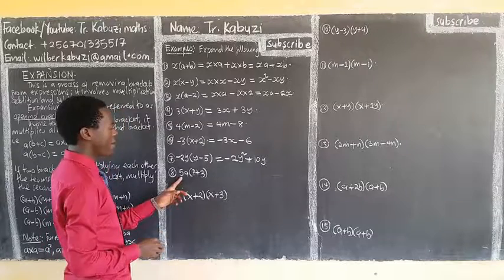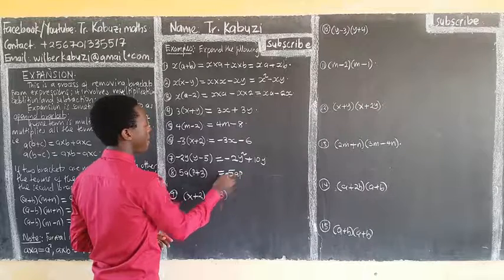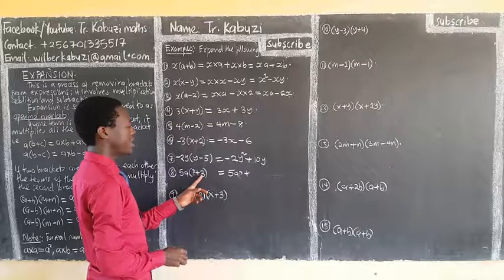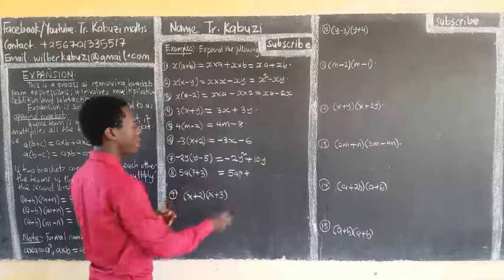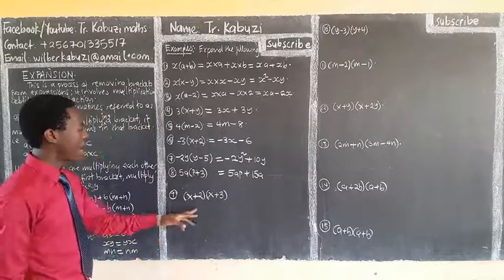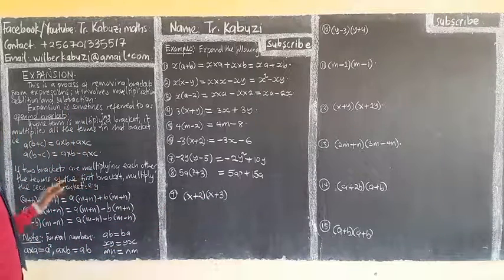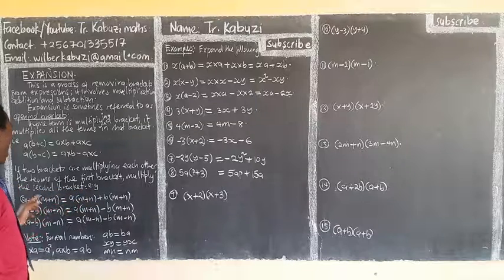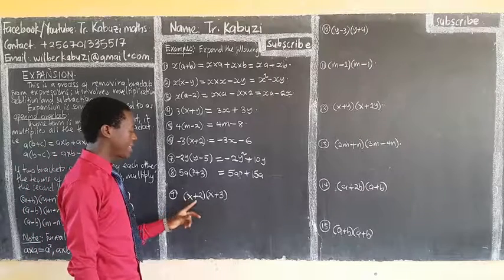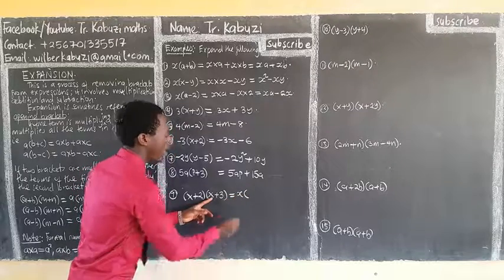Then this one, 5a times p, we get 5ap. Then plus 5a times 3. You just multiply the 3 with the 5, you get 15a. Then you also include this 8 here. As simple as that. Then now, here we have two brackets. And when we have two brackets, we say the terms of the first bracket multiply the second bracket. So our first bracket is this. Its terms are x and 2. What we do, we come and say the first term multiplies the second bracket.